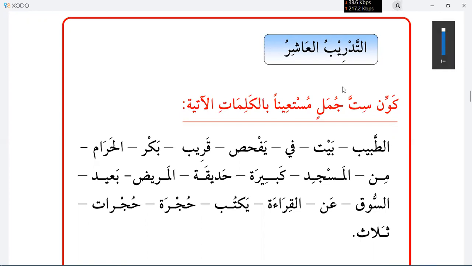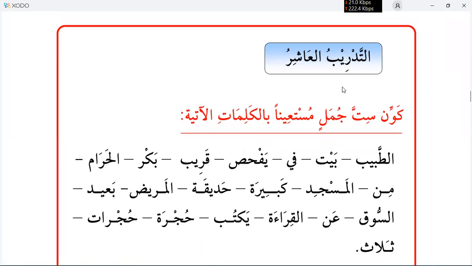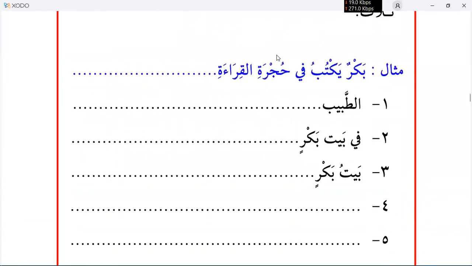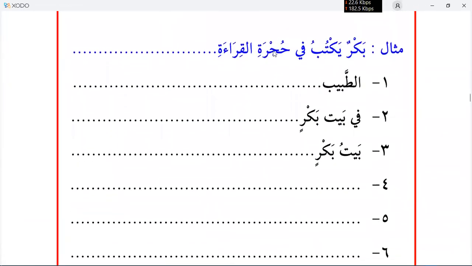Bismillah ir-Rahman ir-Rahim. Exercise ten: make six sentences using the following words. Use these words to make six sentences. One sentence is already made for you.